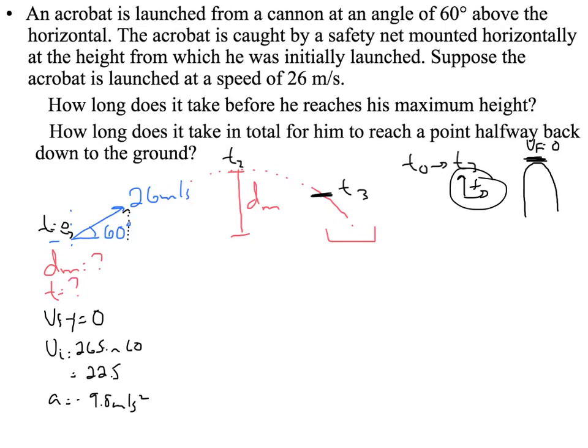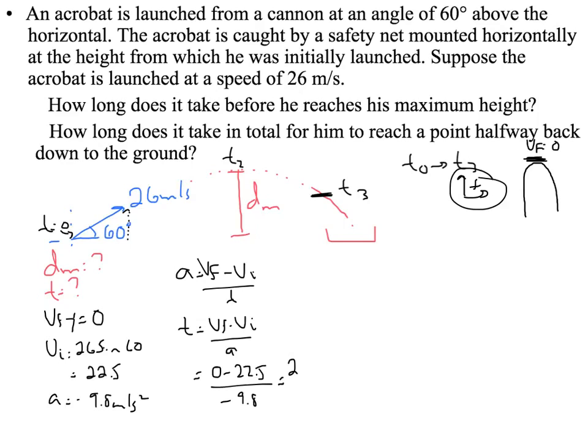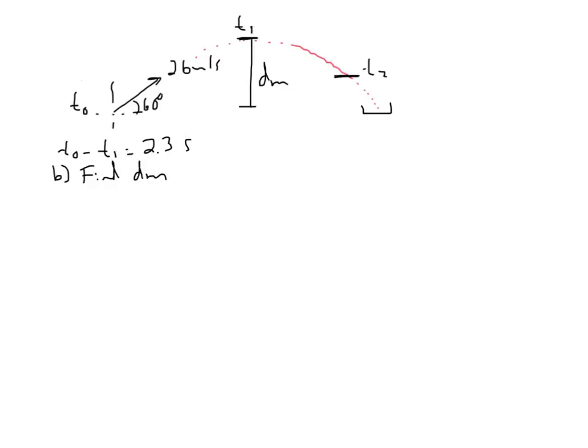Now, what equation can we use? Well, we can use A equals VF minus VI over T. We rearrange. T equals VF minus VI over A. You plug your numbers in. 0 minus 22.5 divided by negative 9.8, and we get 2.3 seconds. Now 2.3 seconds is the time that it gets to right here. So that's going to be T2. We'll call that 2.3 seconds. Okay, so let's move on to part B.